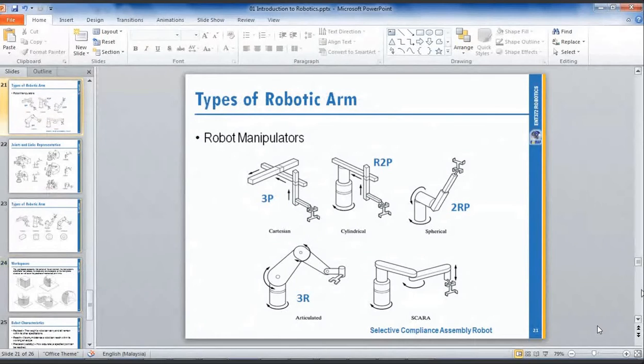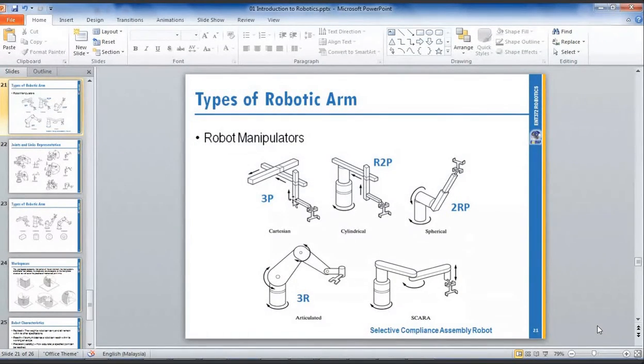Okay, before this we learned about joints. So this is a type of robotic arm. This is the joint that we learned in the slide before this. So 3P means 3 prismatic joints. Prismatic means you move in a linear direction or straight direction.